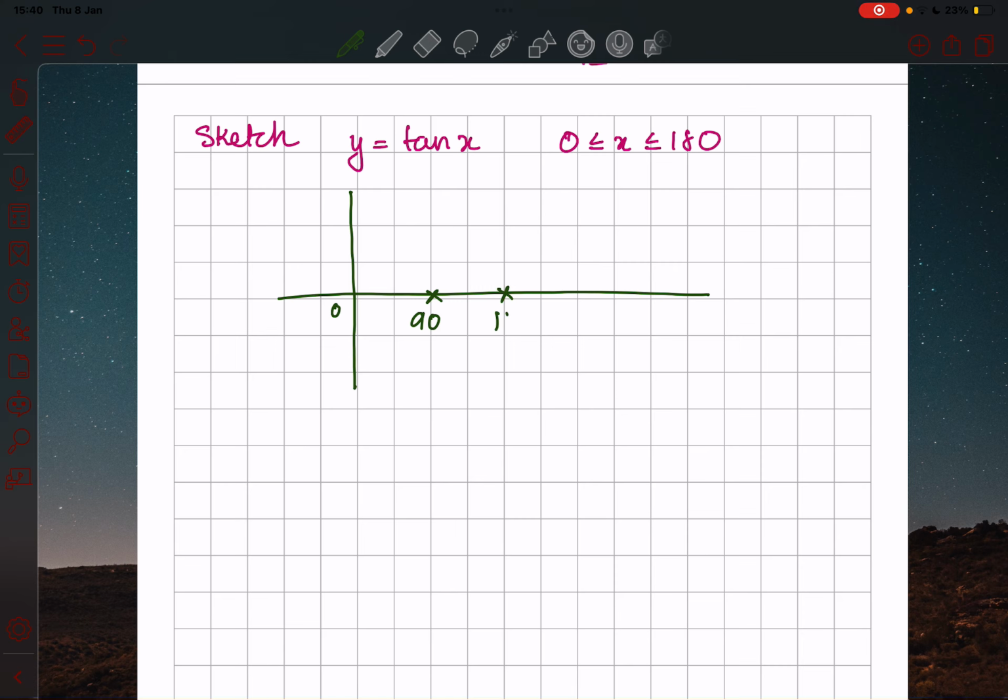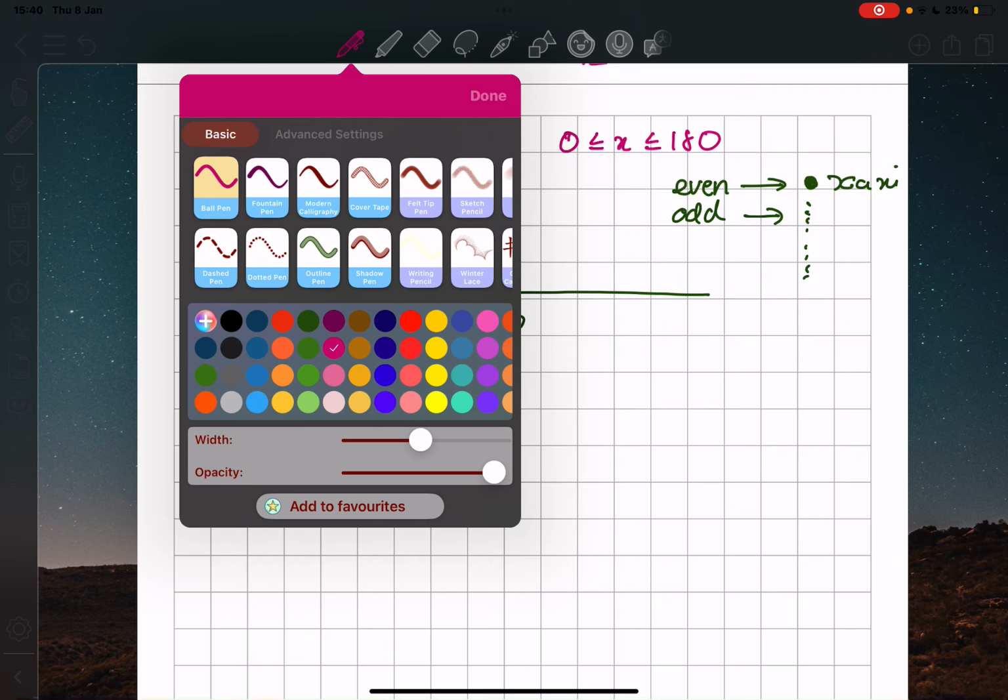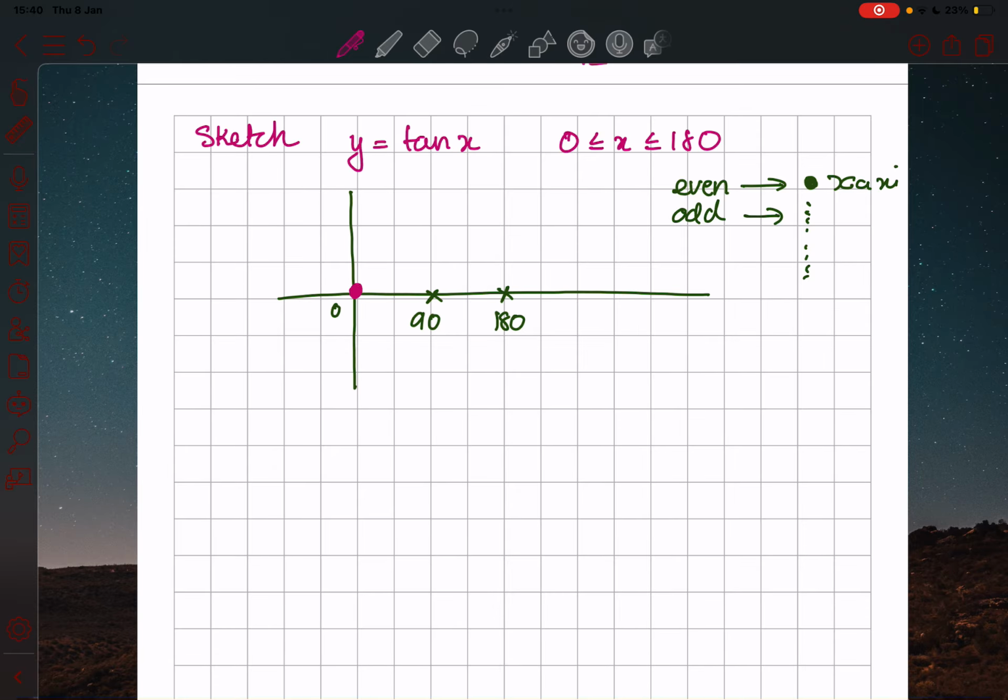then 180. Now, for a tan graph, we have to remember, at even multiples of 90, the graph would be on the x-axis. And for odd multiples of 90, we would be having the vertical asymptotes. So even multiples of 90, 0 is a multiple, 180. Odd multiples of 90, we would be having a vertical asymptote.